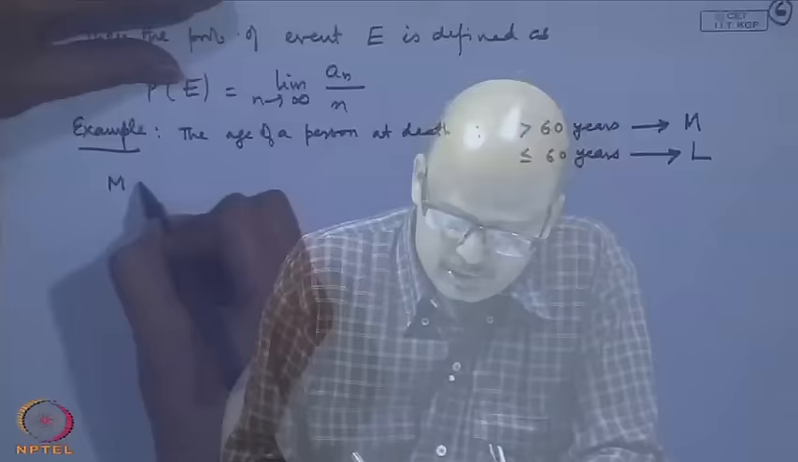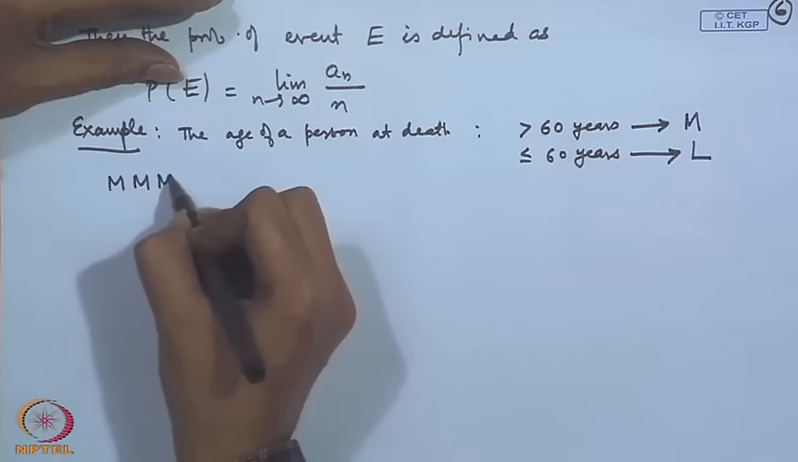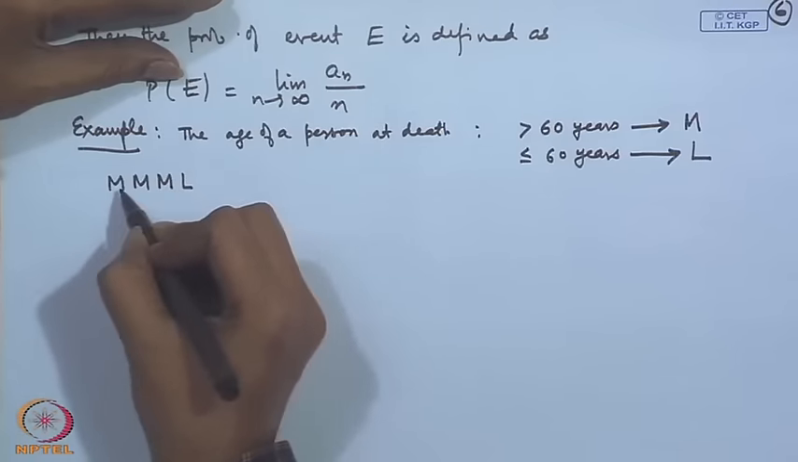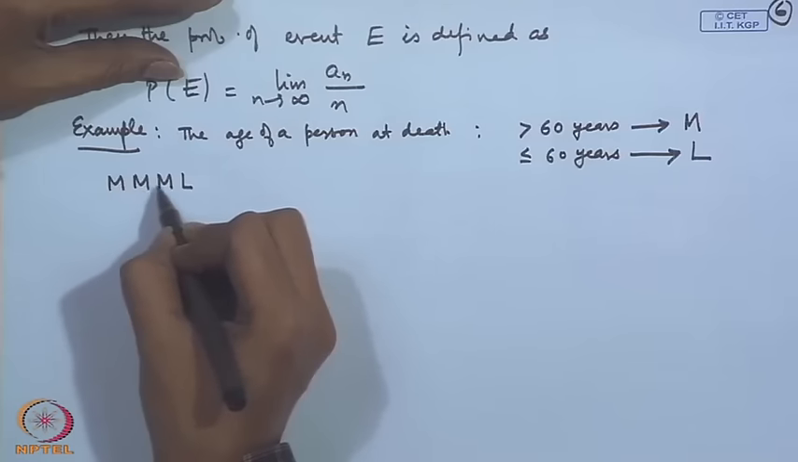So, suppose the sequence results in M M M L, this is an artificial sequence here. That means the first three persons I observed died at an age more than 60 years, then the next person less than 60 and so on.